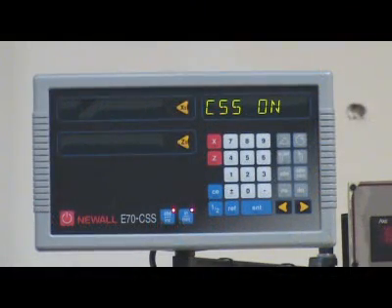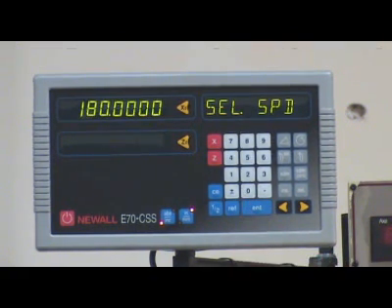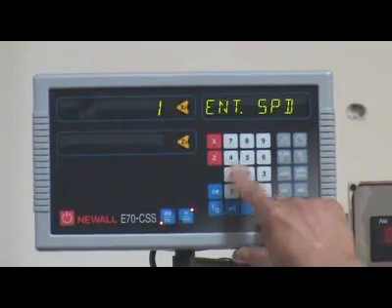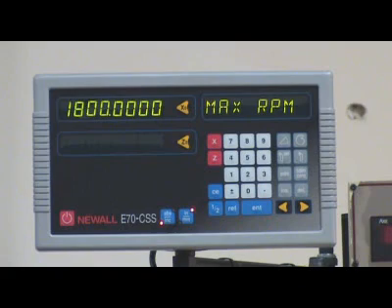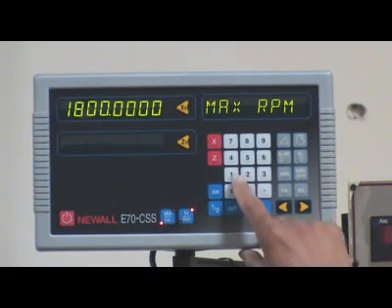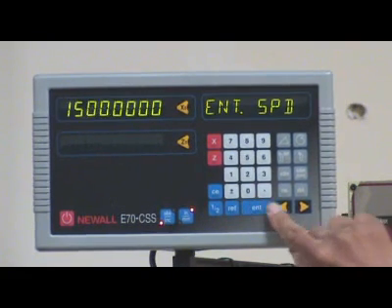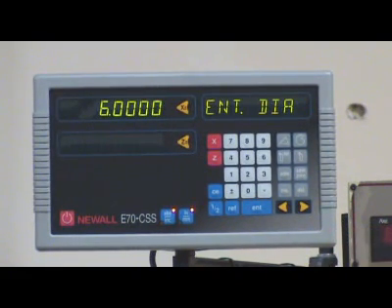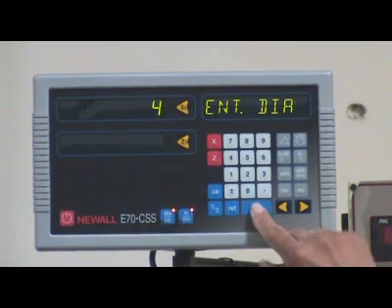Operation demo. One, constant surface speed mode. Input surface speed 150 feet per minute. Next, input max RPM, 1500 RPM. Next, input diameter of part, 4 inches.